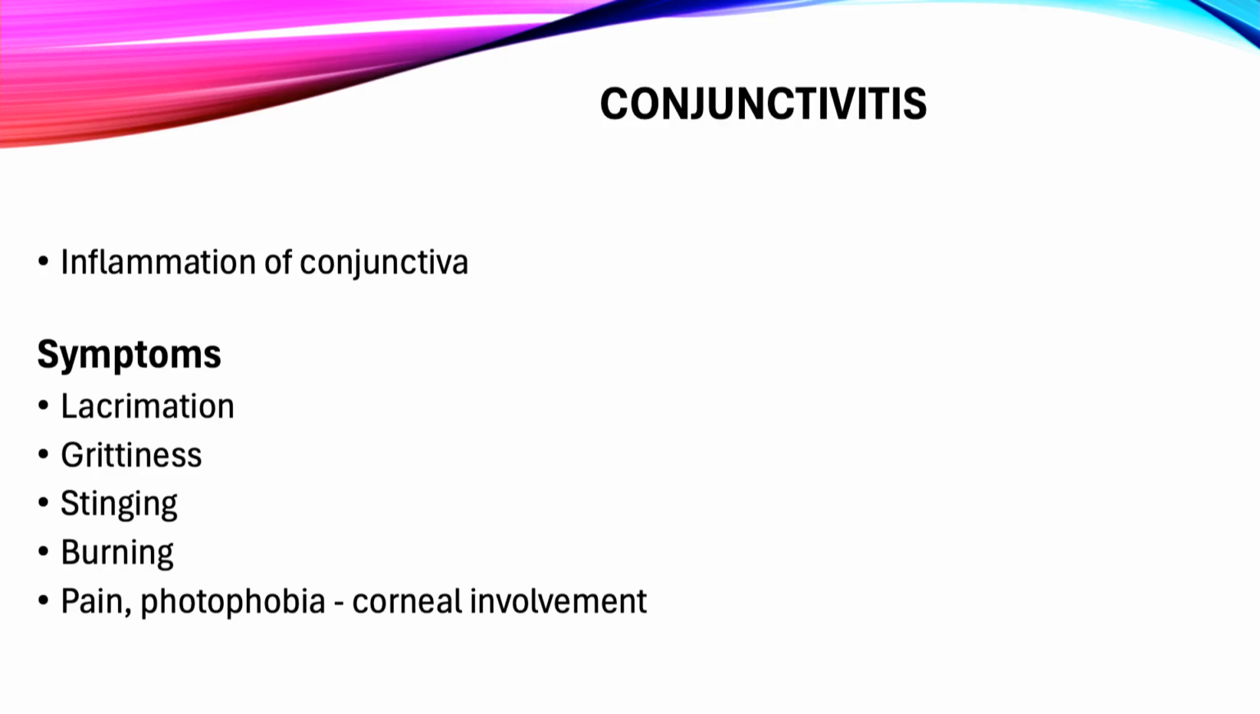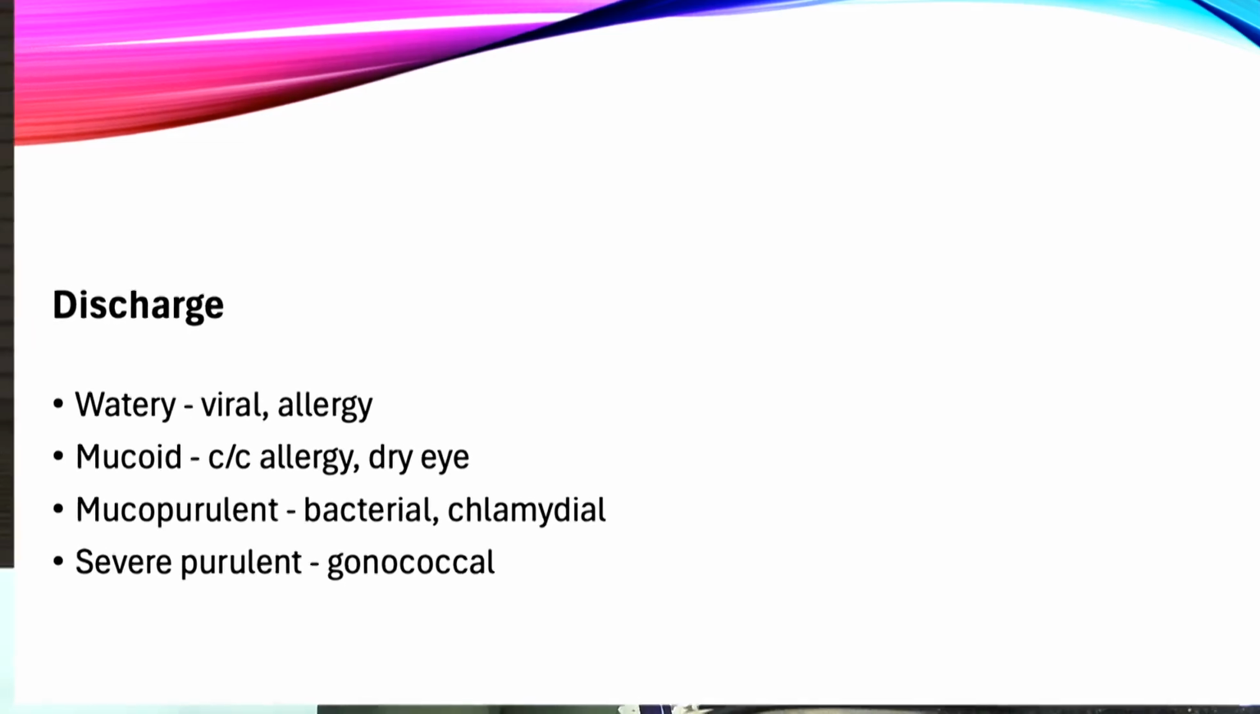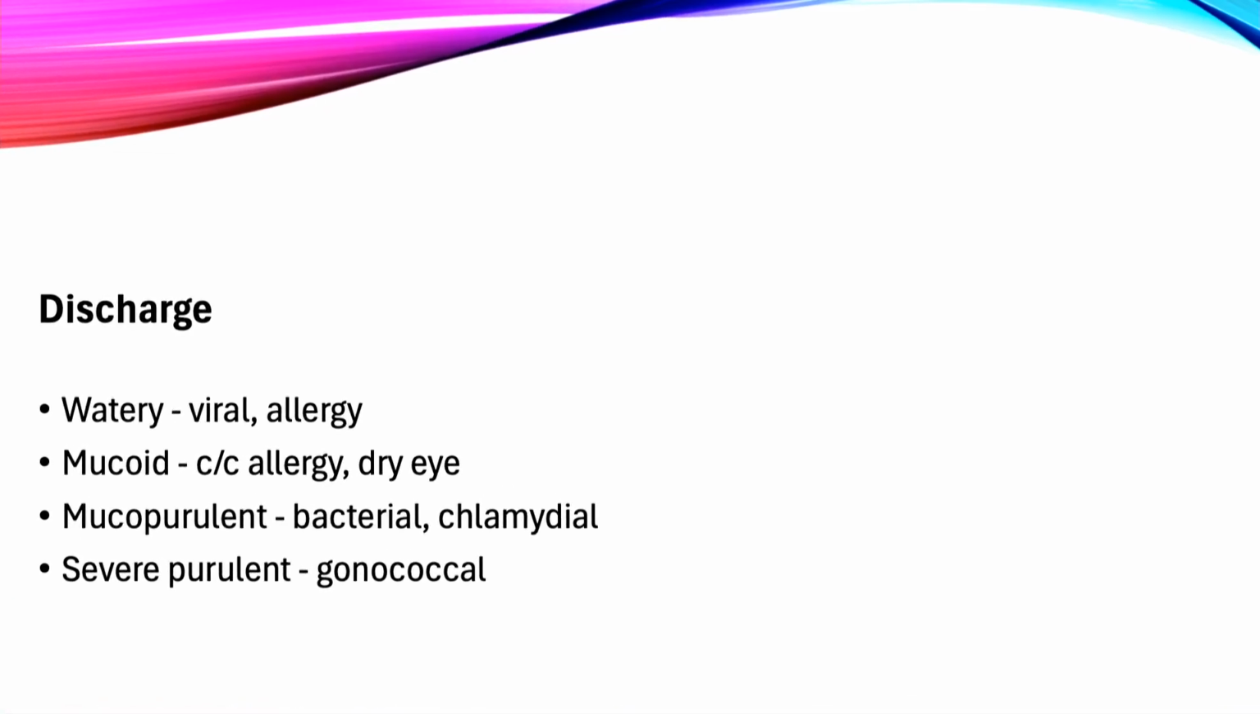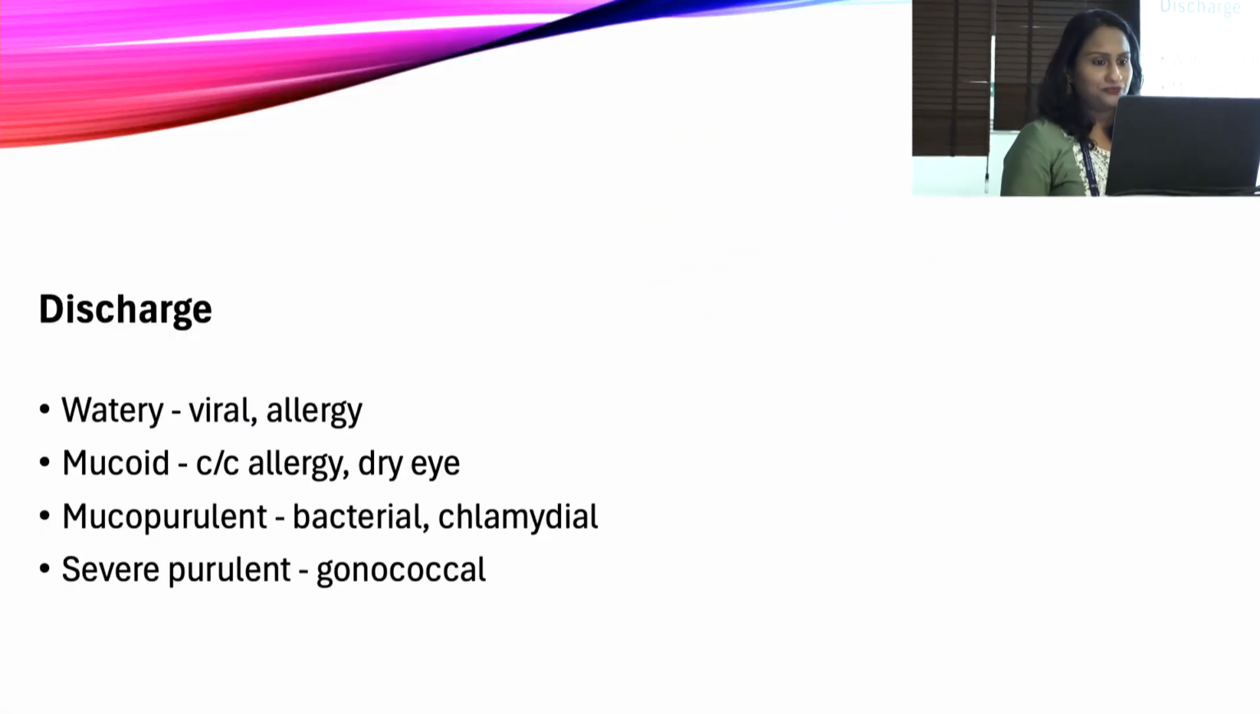So conjunctivitis is inflammation of the conjunctiva. The main symptoms are lacrimation, grittiness, stinging, burning, and if there is pain and photophobia, we should suspect corneal involvement. Discharge is the main thing which we can use to differentiate between all these causes. If it's watery, it's viral or allergy. If it's mucoid discharge, it can be chronic allergy or dry eye. If it's mucopurulent, it can be bacterial or chlamydial conjunctivitis. If it's severe purulent, it is usually caused by gonococcal infections.